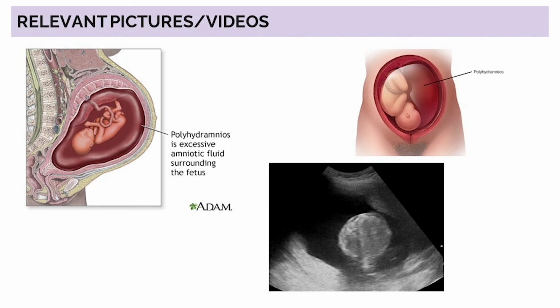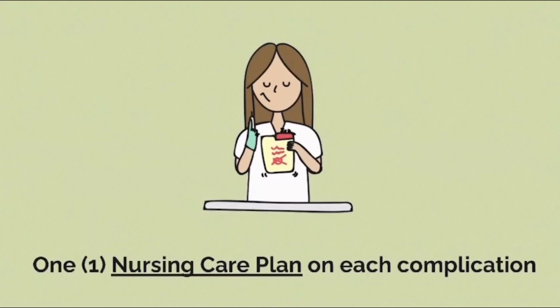Here are the relevant pictures or videos about hydramnios. And the reason why the uterus is larger than normal is because of too much amniotic fluid. Now, for the nursing care plan, I will discuss the first three parts of the nursing care plan, which are the needs, nursing diagnosis, and the scientific basis.